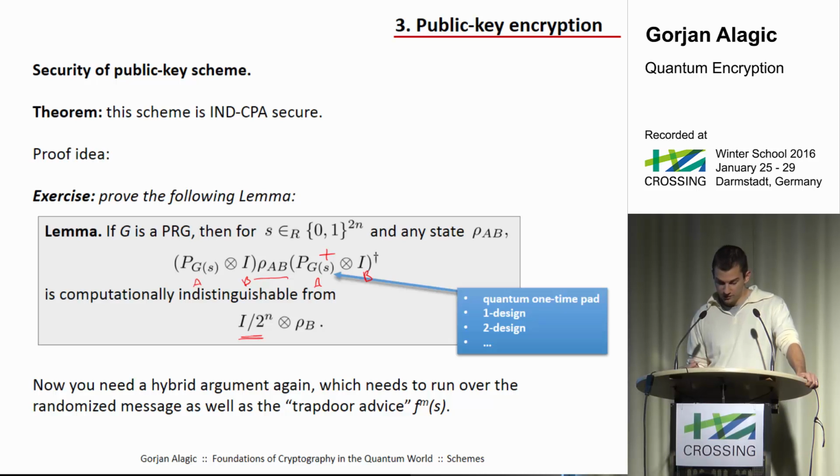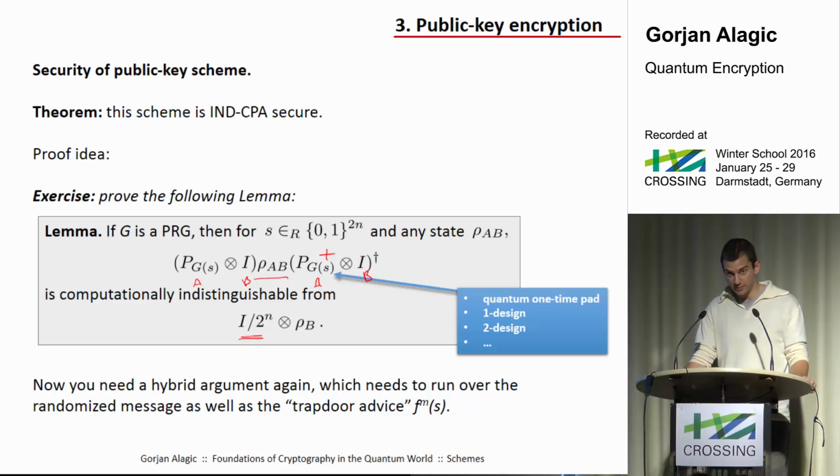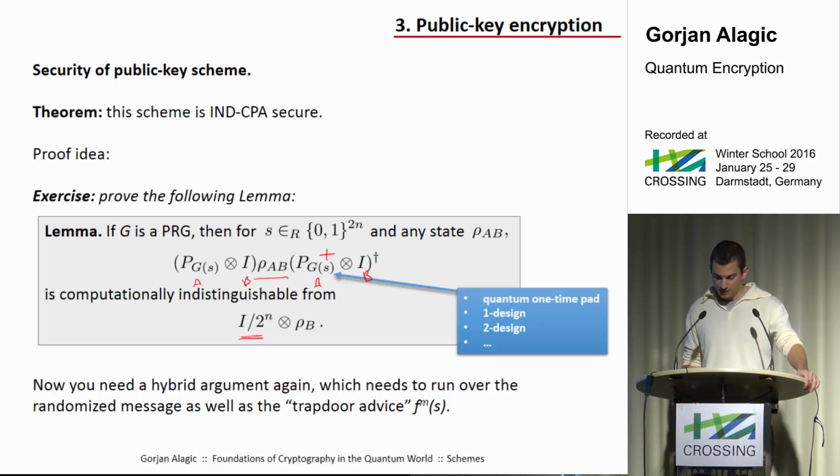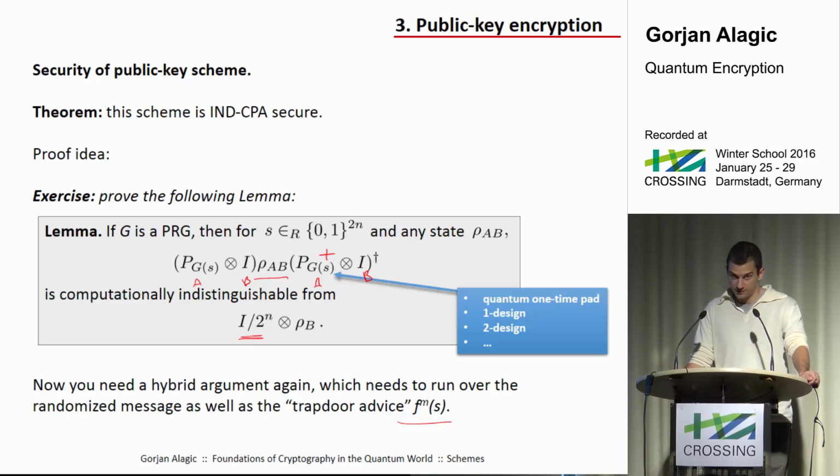Now, of course, you're far from finished. Now you need some sort of hybrid argument again, which you'll have to adapt first to show the security of the pseudorandom generator, which you've already done in a previous exercise. But now you have to show that even if you hybridize over this additional trapdoor device, then the argument still holds.